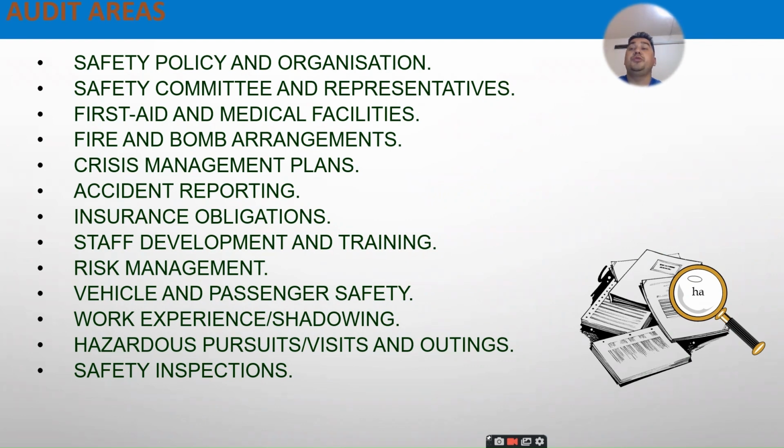Now the audit areas, what you will audit. You will have to audit safety policies, organization, safety committee and representatives, first aid and medical requirements, fire and bomb arrangements, crisis management, emergency process, insurance, staff development and training, risk management, vehicle and passenger safety, work experience, shadowing, hazardous pursuits, outings, safety inspection.